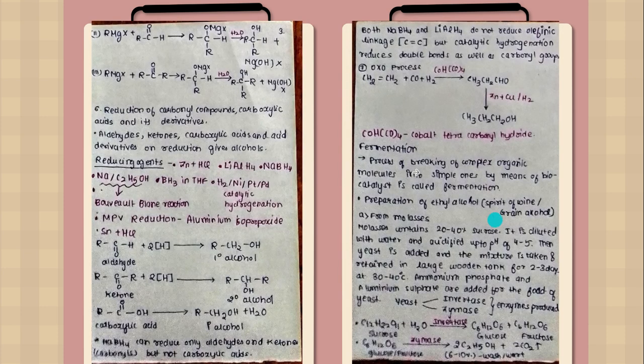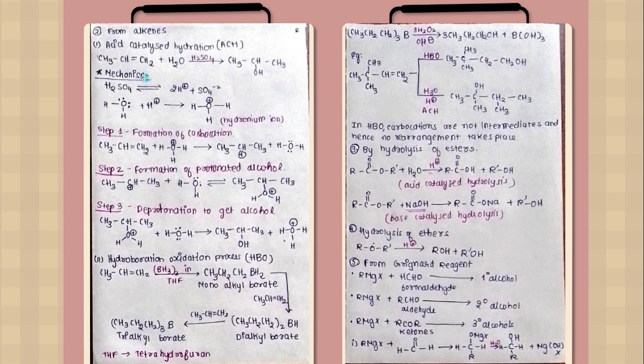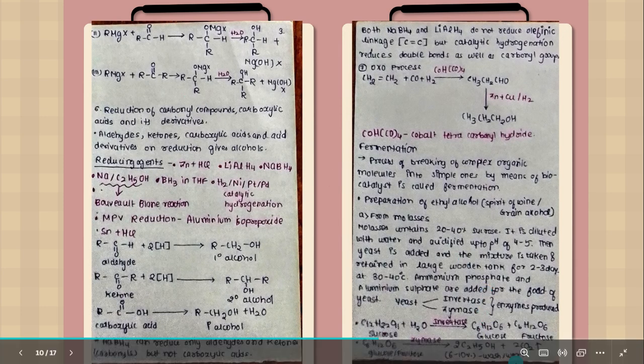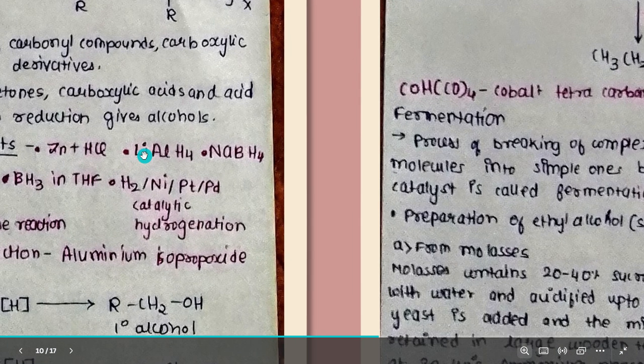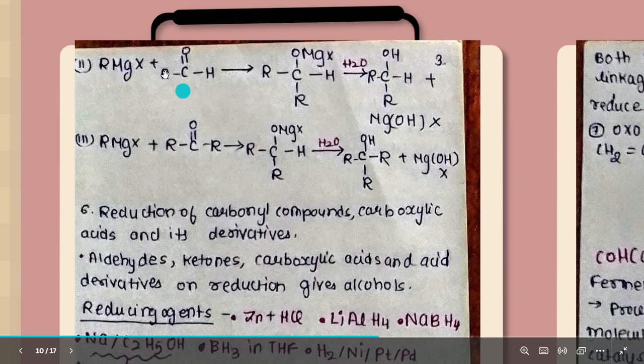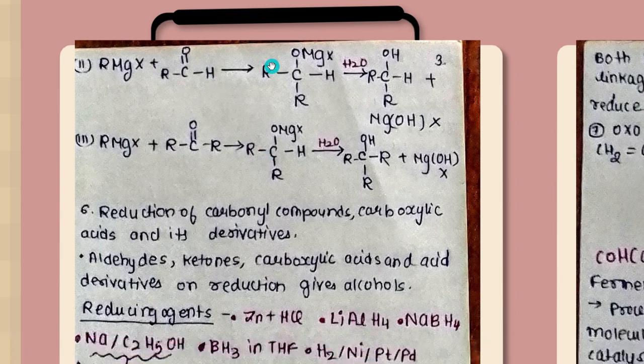Okay, now coming to the next thing. Now we have the mechanism for when the Grignard's reagent reacts with some other aldehyde. At that time we have what? We have R group, CH and OMgX group. Again on reaction with water we will have R2CHOH, plus MgOHX.